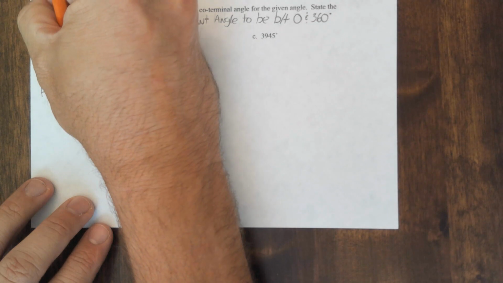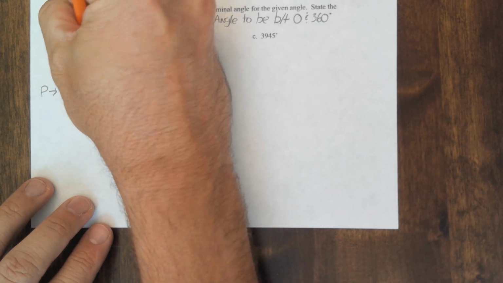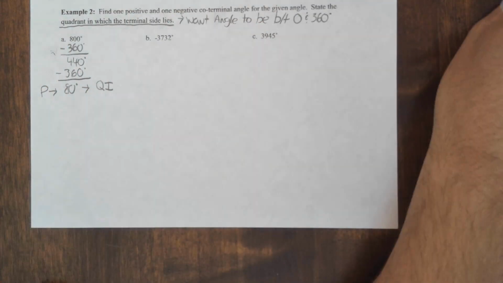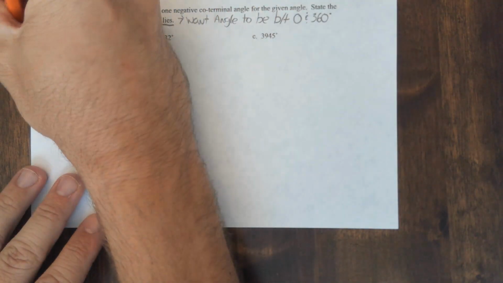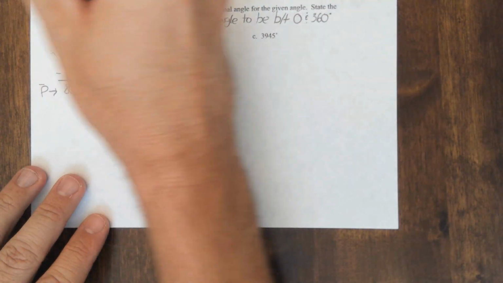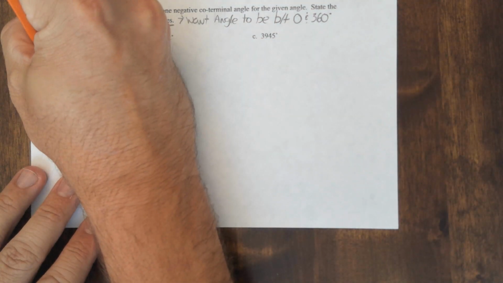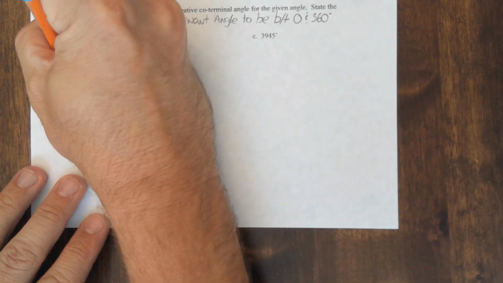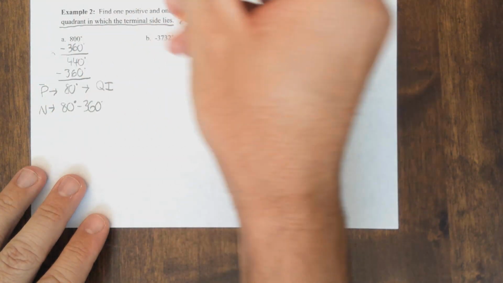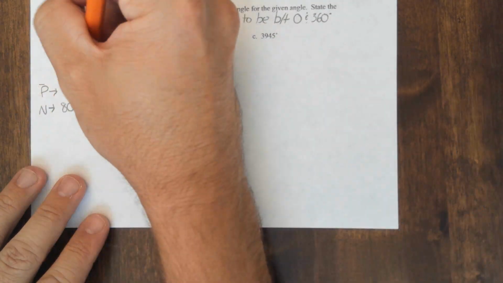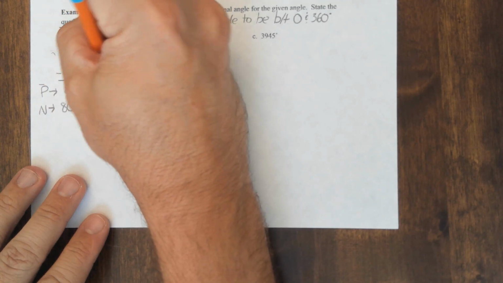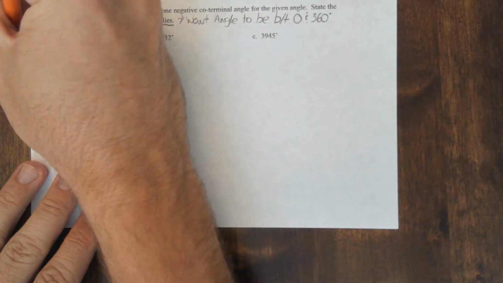I'm also going to ask what quadrant that's in. That's in quadrant 1, because that's between 0 and 90 degrees. So I just figured out two parts of this problem. Last but not least, I need one more negative angle. So I'm going to take that 80 degrees, subtract 360, and that gives me negative 280 degrees.